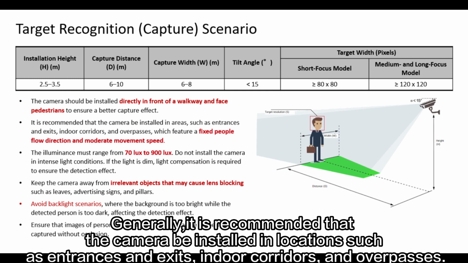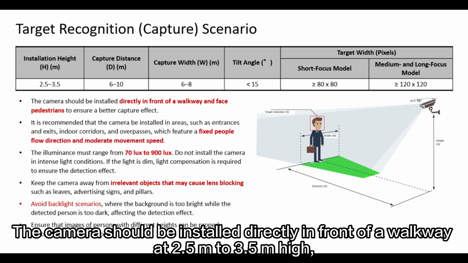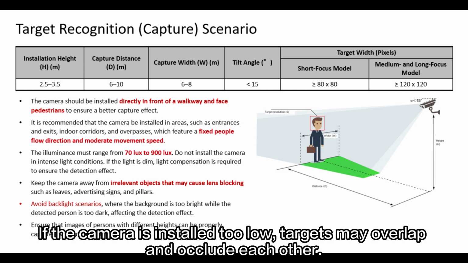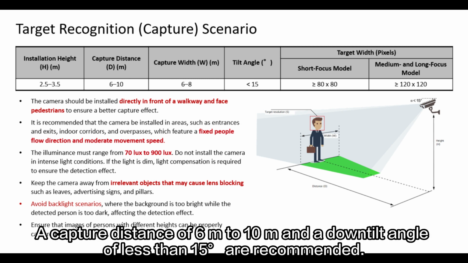Generally, it is recommended that the camera be installed in locations such as entrances and exits, indoor corridors, and overpasses. Crowds in these scenarios follow a fixed direction and move at a moderate speed. The camera should be installed directly in front of a walkway at 2.5 m to 3.5 m high, and face pedestrians to ensure optimal capture. If the camera is installed too low, targets may overlap and occlude each other. If the camera is installed too high, the capture effect may be poor. A capture distance of 6 m to 10 m and a downtilt angle of less than 15 degrees are recommended.